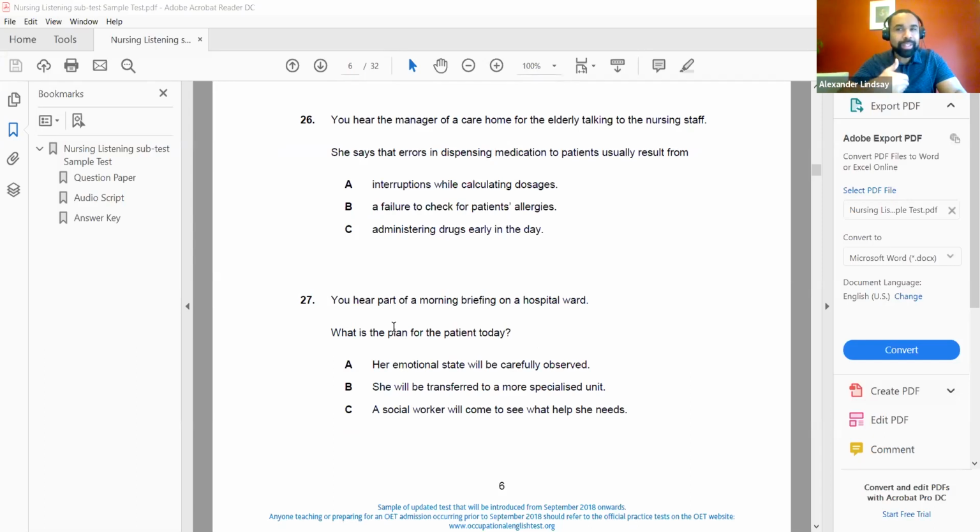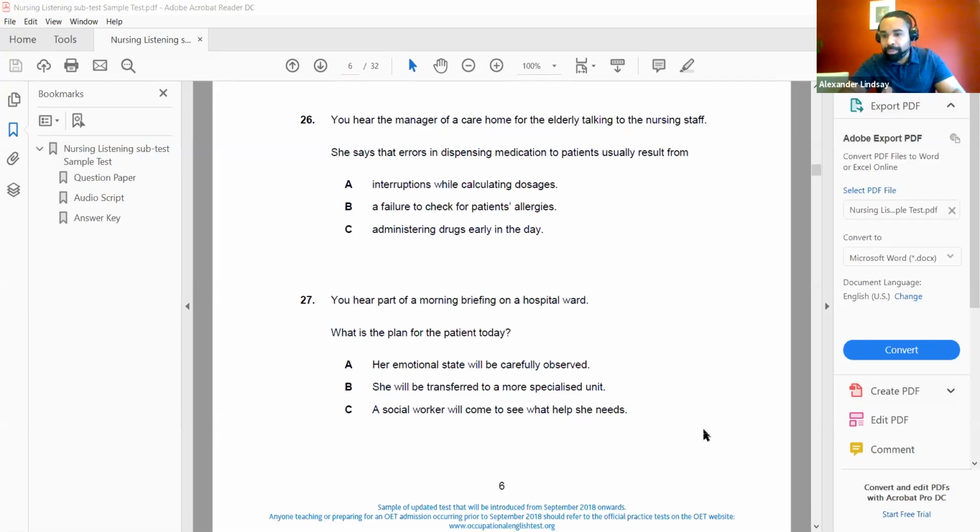So again, we can start to think about it. We can start to access the context a little bit. A morning briefing on a hospital ward. So again, professionals talking to other professionals. So we can expect the language to perhaps include some professional terminology as a result. And again, we can start to prepare ourselves.